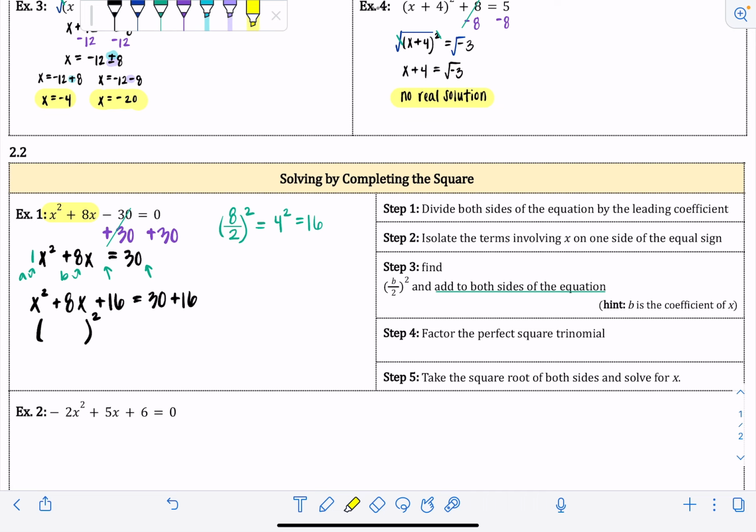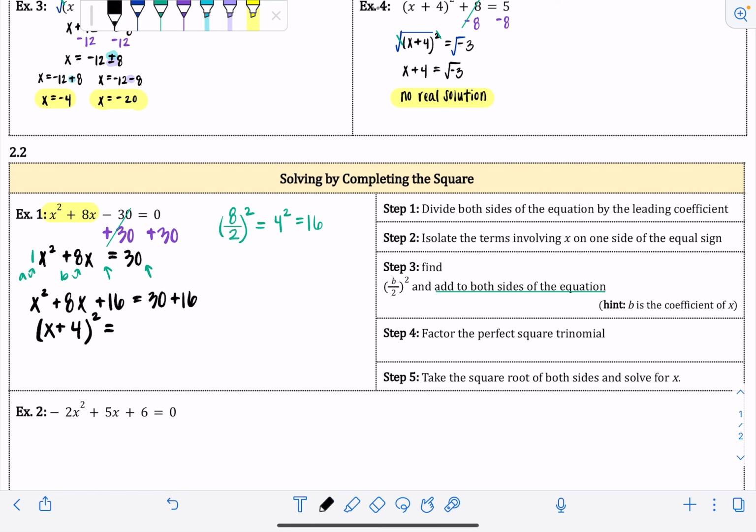So the pattern is that you take the first term and take the square root of that, and that goes first inside here. So there's an x inside there first. And then you take the symbol from the middle term. That's a plus 8x, so we have a plus here. If it was minus 8x, we would put a minus. And then we take the square root of the third term. The square root of 16 is 4. And then we're done, and we just have to add on the other side.